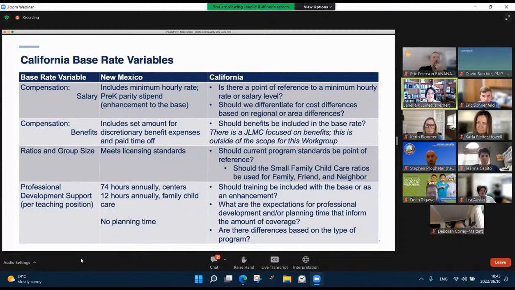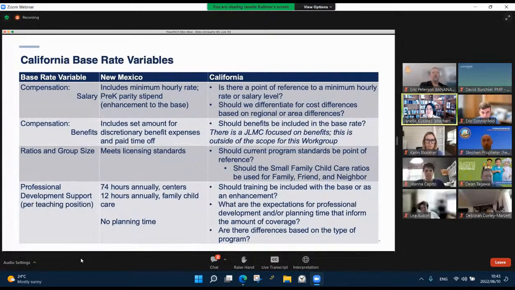The question here, and you can see what New Mexico did, is they said our ratios and group size are going to be predicated upon meeting state licensing standards. So our question to this group is, should current program standards be the point of reference? And we look at those ratios, does that establish what we look at? And a related question: should the small family childcare ratios be what we use as a reference for family, friend, and neighbor care, or is there some other reference?